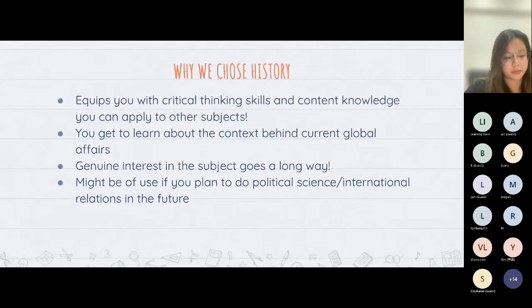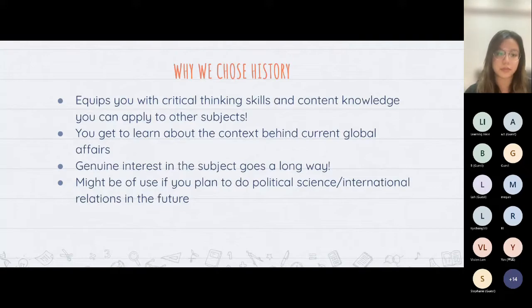Yeah. And also the second point is you can learn about the context behind current global affairs. For example, what Clarice said about ASEAN, even till today, things like the South China Sea issue continue to be a problem. And by taking history, you get to understand the nuances behind these problems, and why they continue to be a problem, and why they haven't been solved, even though so much time and effort has been put into trying to solve these issues.